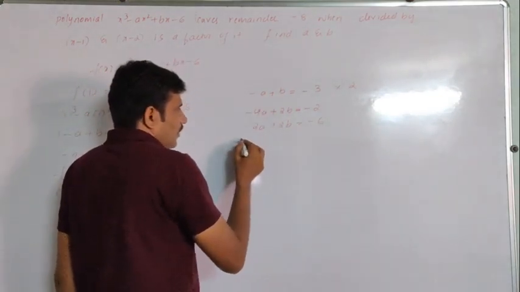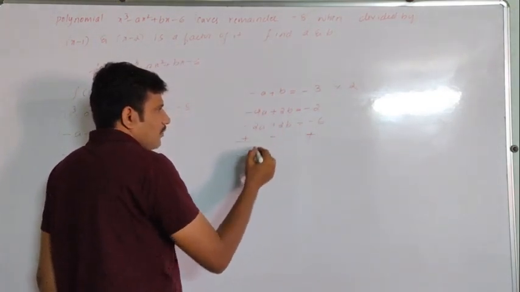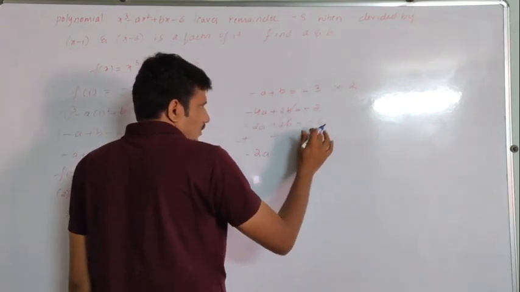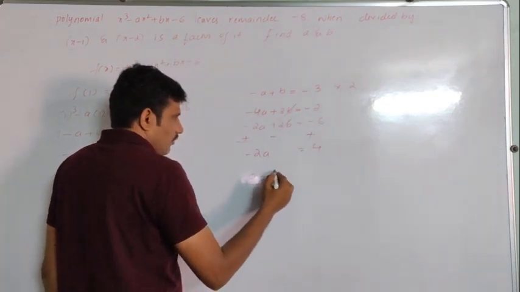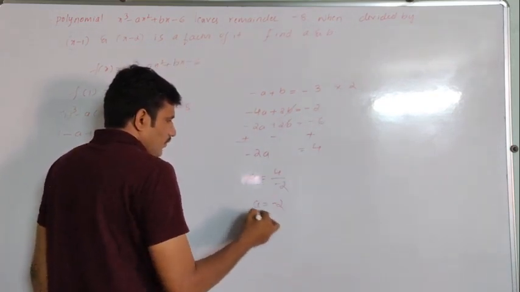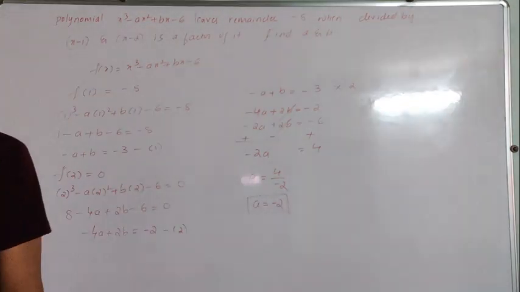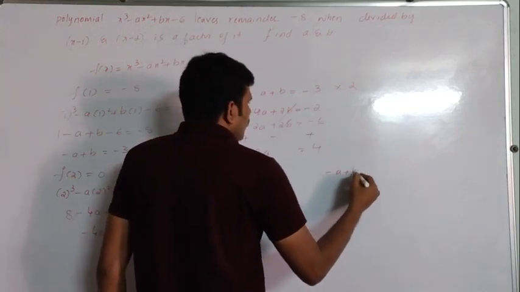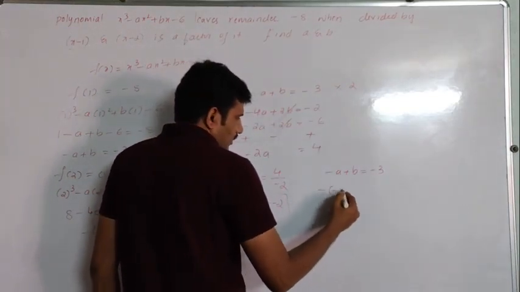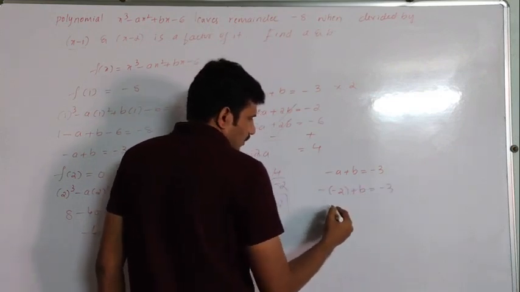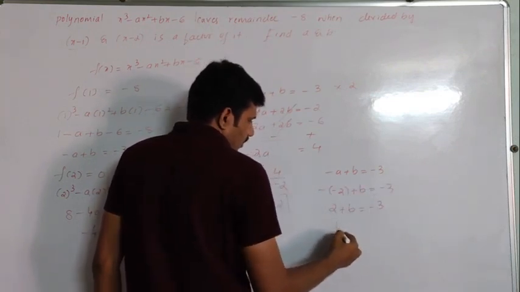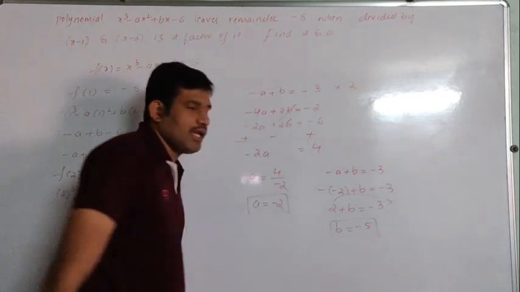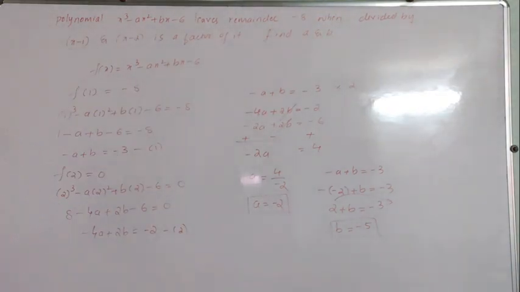So now see here, now it is plus, minus, plus. 2b minus 2b will get cancelled. So see here, 2 minus 2 plus 6, 6 minus 2 is 4. So a value is 4 by minus 2. What is a value? A value is minus 2. Substitute this a value in any equation. That is minus a plus b equal to minus 3. What is a value? Minus of minus 2 plus b equal to minus 3. So it is 2 plus b equal to minus 3. What is b value? Minus 3 minus 2, that is minus 5. So a value is minus 2 and b value is minus 5.